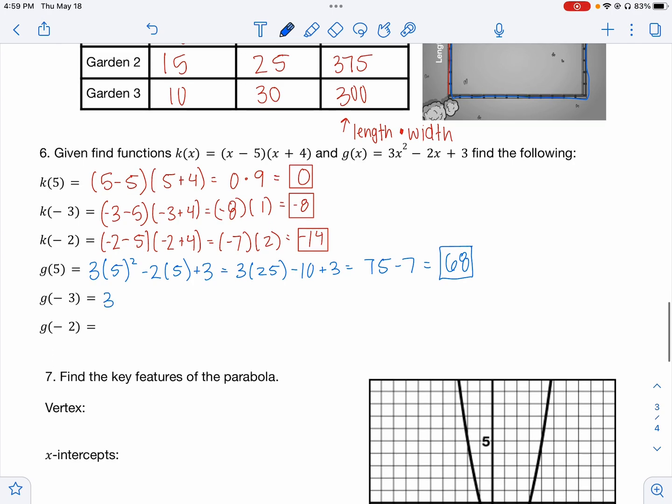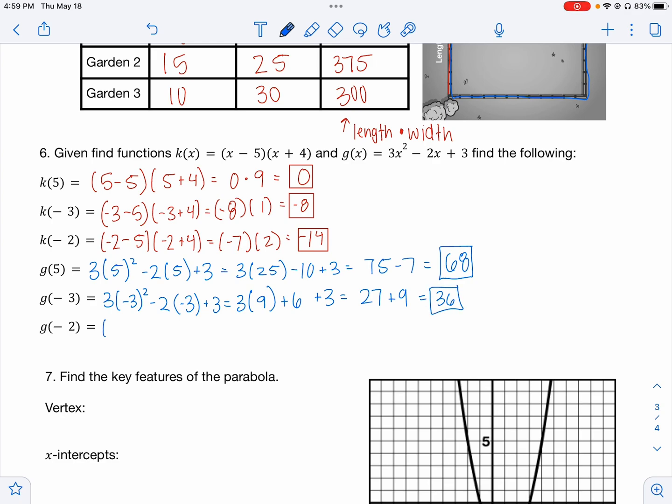Okay. We have to be careful with this negative, because if we do a negative 3 squared, that's going to turn to a positive 9. So then we're going to have 3 times 9 minus 10 plus 3. That'll be 27. Hold on. I went backwards. That should be a negative 3 right here. So this will be positive 6. So we'll have 27 plus 9, which equals 36.